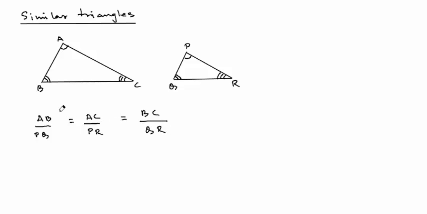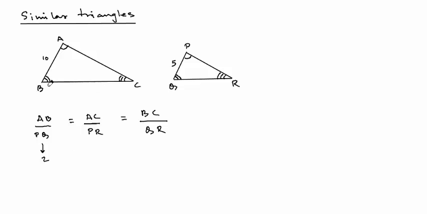And you can actually use this property of similar triangles to find the lengths of unknown sides. Let's say, for example, this is a 5 unit and this is a 10 unit. That means if you do AB over PQ, that's 10 over 5. So that ratio is 2.